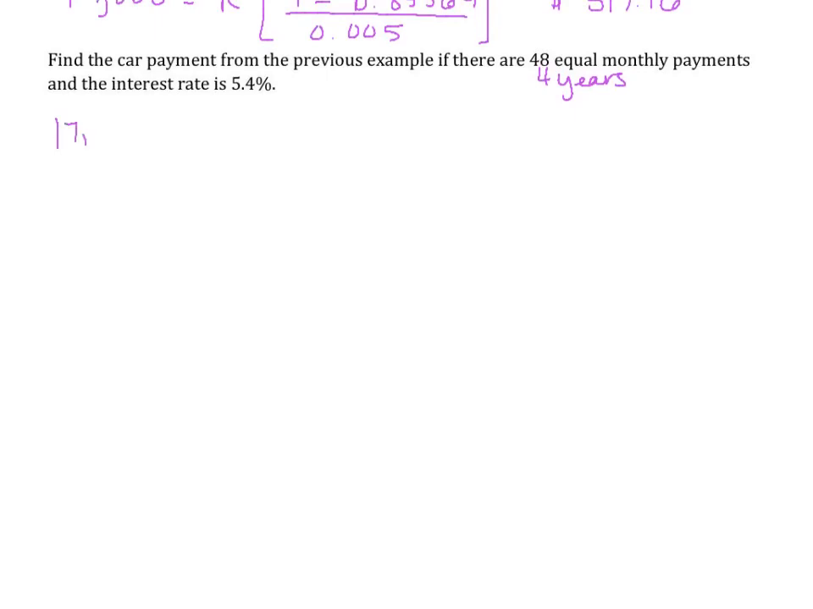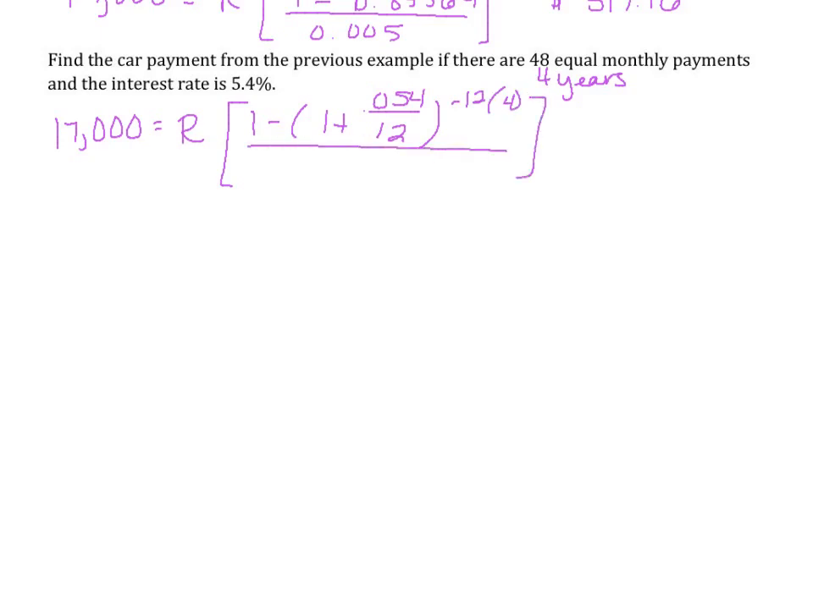So we have $17,000 still that we're paying. Again, we don't know what our payment is. Take 1 minus 1 plus our new interest rate, so 0.054 divided by, again, we're still making monthly payments, to negative 12 times 4 years, all over 0.054 divided by 12. So let's start simplifying using the order of operations.